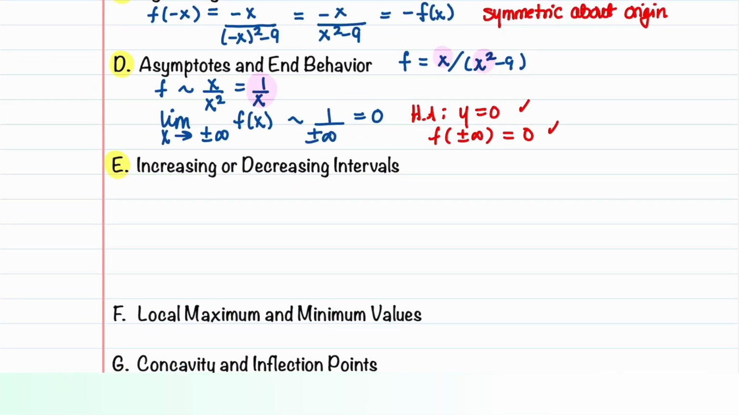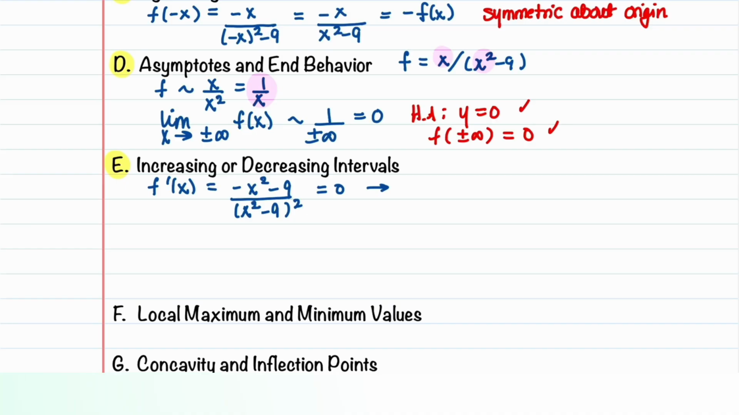Let's now look at increasing and decreasing intervals. For increasing and decreasing, we need to look at the first derivative. I'm going to write down f prime of x. From up above, it is minus x squared minus 9 all divided by x squared minus 9 quantity squared. And we need to set this equal to 0.